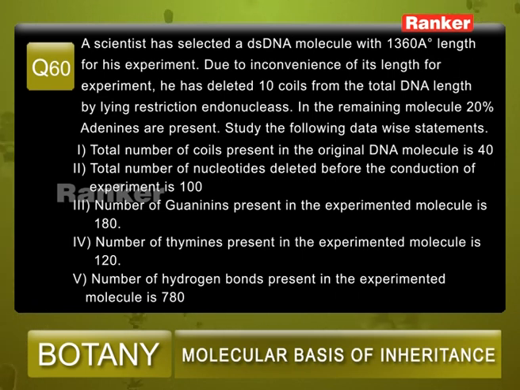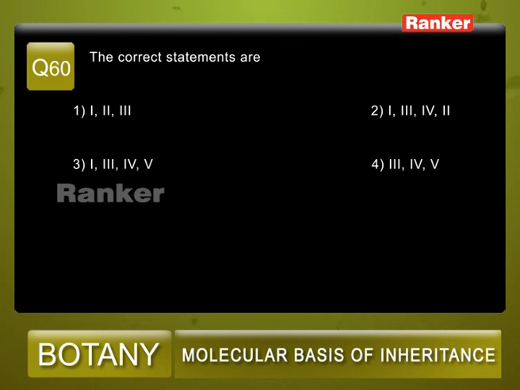Options: 1. Total number of coils present in the original DNA molecule is 40. 2. Total number of nucleotides deleted from the conduction of the experiment is 100. 3. Number of guanines present in the experimented molecule is 180. 4. Number of thymines present in the experimented molecule is 120. 5. Number of hydrogen bonds present in the experimented molecule is 780. The correct statements are: 1) 1, 2 and 3; 2) 1, 3, 4 and 5; 3) 1, 3, 4 and 5; 4) 3, 4 and 5.